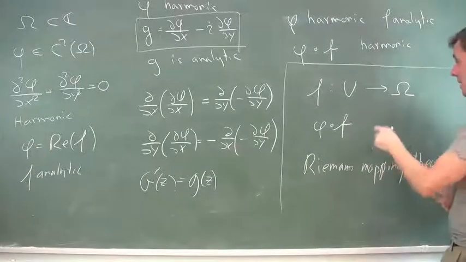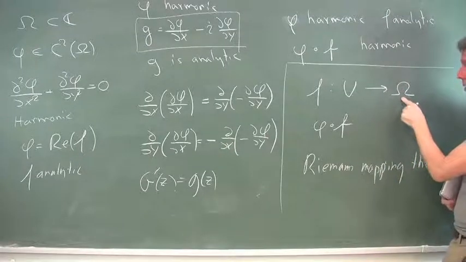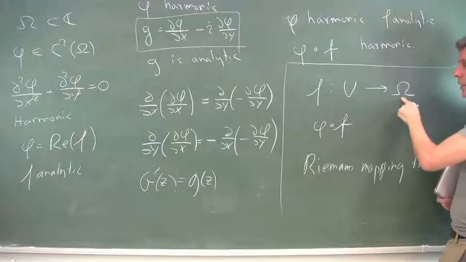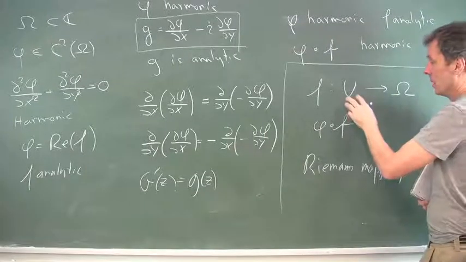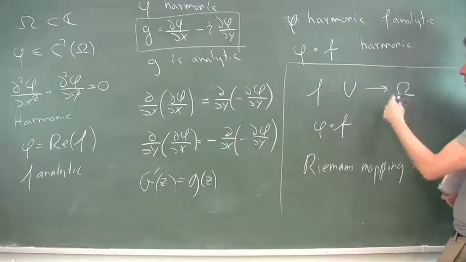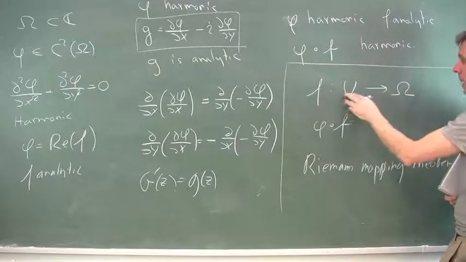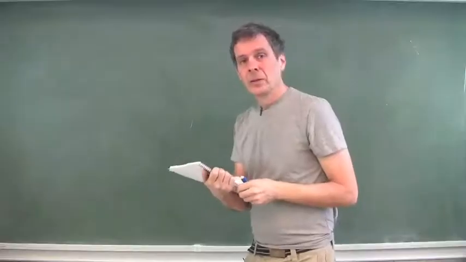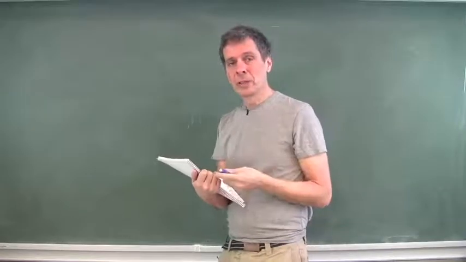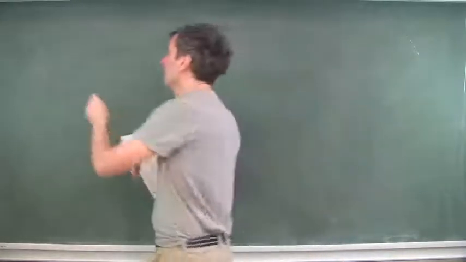And now we also have the Riemann mapping theorem, which says that if you take any simply connected domain with the one exception of the whole complex plane, then it will be conformally equivalent to the unit disk. So there will be a map like this. So from now on, we will concentrate on harmonic functions in the unit disk.